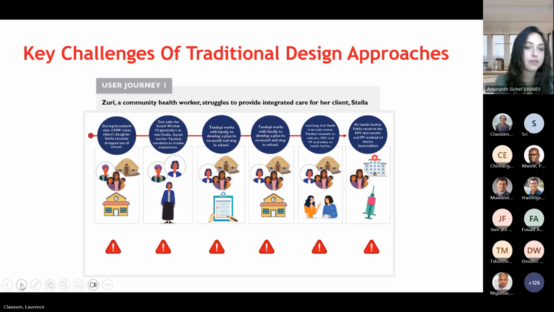In this slide, each of those red exclamation marks on the user journey represents a potential pain point for the care provider and a time when services were potentially delayed. And while in our user journey, everything goes well and Stella in the end gets the care that she needs, sometimes these delays can actually be really harmful for people. Next slide.